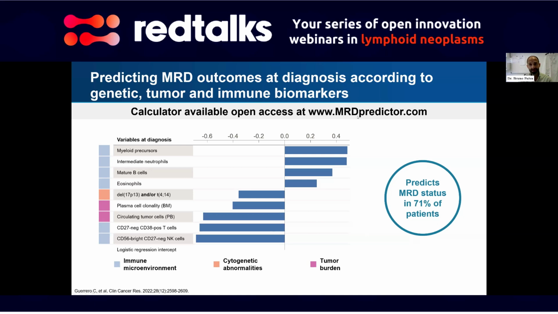And like the MGUS-like classifier, the MRD predictor is also available open access on the web pages that we created for these calculators.